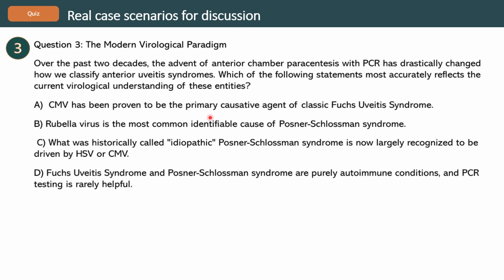Cytomegalovirus has been proven to be the primary causative agent of classic Fuchs uveitis. This is wrong, because classic Fuchs uveitis is incriminated to rubella. Rubella virus is the most common identifiable cause of Posner-Schlossman syndrome. This is wrong. Rubella is related to Fuchs, and cytomegalovirus is related to Posner-Schlossman syndrome. What was historically called idiopathic Posner-Schlossman syndrome is now largely recognized to be herpes simplex and cytomegalovirus. This is true. So the correct answer will be C.